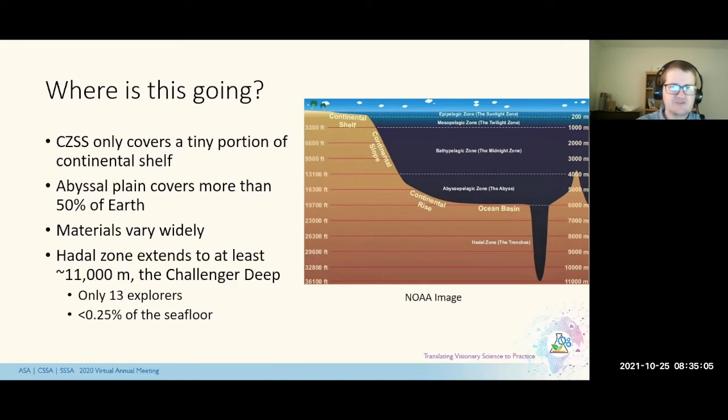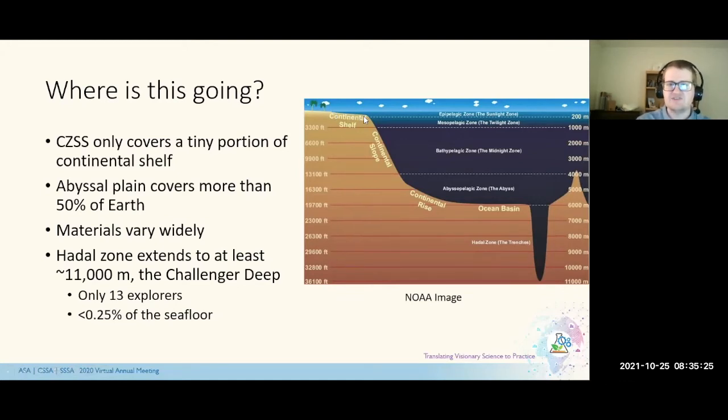And we've got the Coastal Zone Soil Survey now, where the NRCS has decided they're going to go out and map subaqueous soils along the coasts of the United States. But all of that is constrained not only to the continental shelf, but really just to the tiniest, shallowest corner of the sea on this diagram, right?